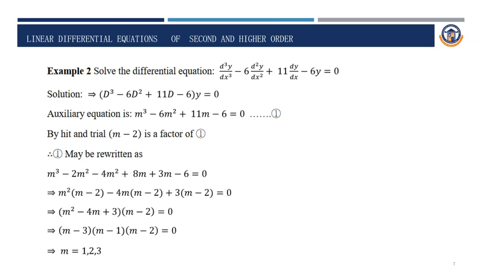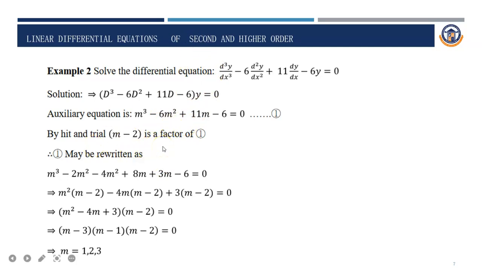Second example, d cube y by dx cube minus 6 d square y by dx square plus 11 dy by dx minus 6y equal to 0. What is the solution? First we can write D cube minus 6D square plus 11D minus 6 into y equal to 0. Put D equal to m. The auxiliary equation is m cube minus 6m square plus 11m minus 6 equal to 0.